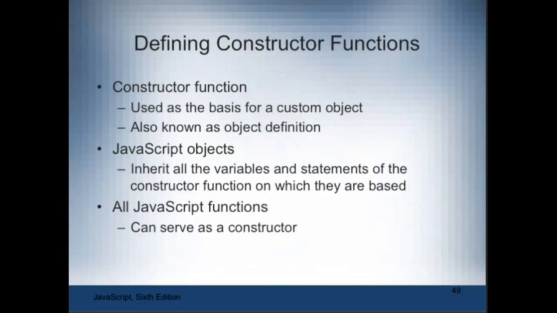Defining constructor functions. Another way to define your own custom objects is by using a constructor function, which is a function that's used as the basis for a custom object. Sometimes constructor functions are referred to as object definitions. As with traditional class-based objects, such as in Java, JavaScript objects inherit all the variables and statements of the constructor function on which they're based. Any JavaScript function can serve as a constructor.